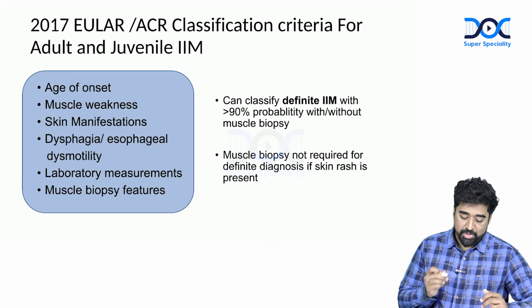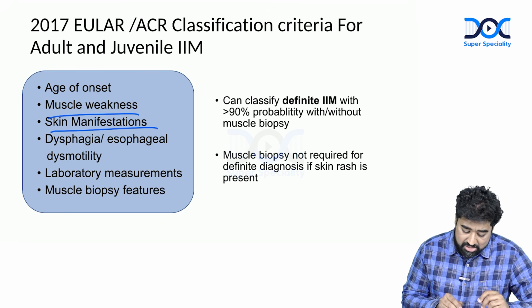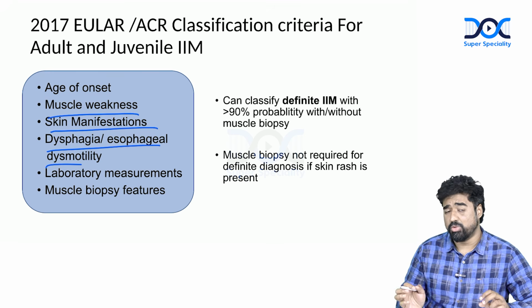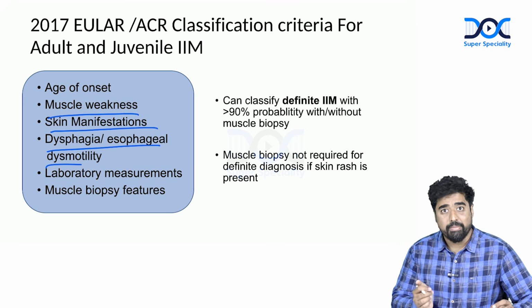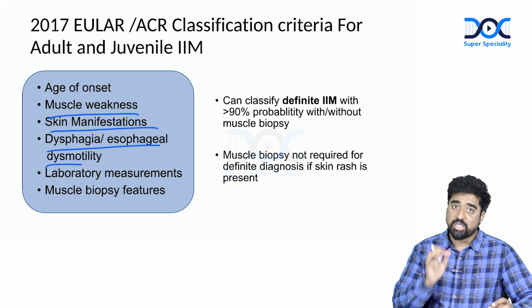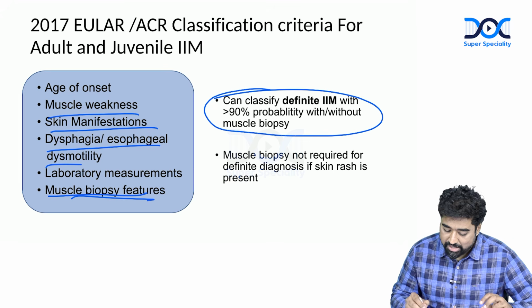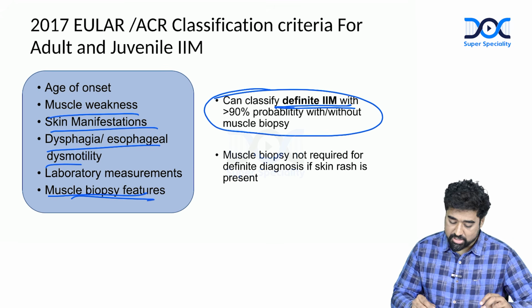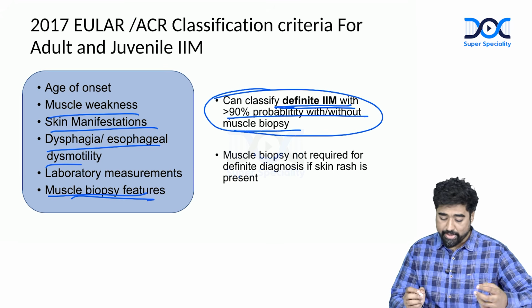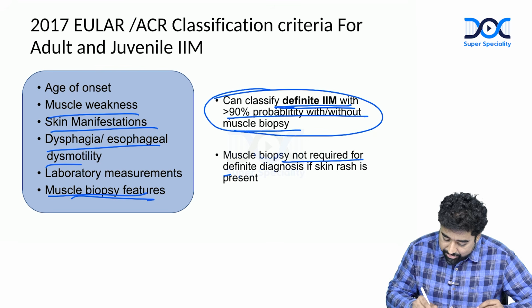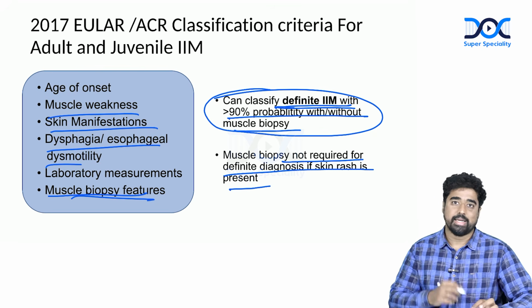Understand what is there. You should know that there is muscle weakness, skin manifestation, dysphagia, and esophageal dysmotility can occur. Lab involvement in the form of enzymatic elevation is important. Biopsy features are important. Then these can classify definite IIM with more than 90% probability, with or without muscle biopsy. And muscle biopsy is not required for definite diagnosis if skin rash is present.